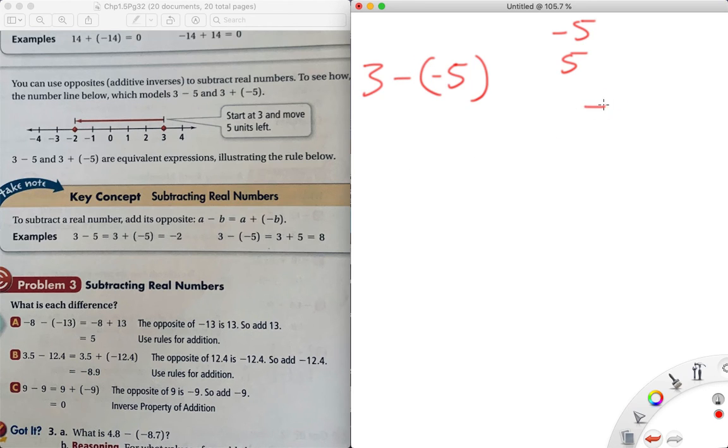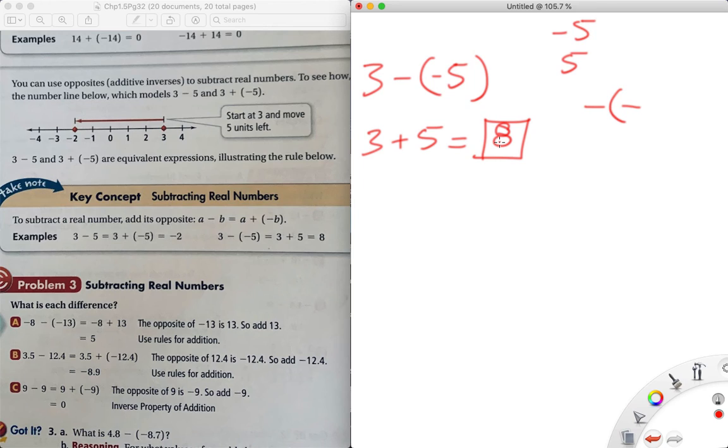I had some students call it dancing man or sleepy guy. Anyway, if you see this symbol, that means that you're going to add. Remember, to subtract means to add its opposite. We're going to add, and the opposite of negative 5 is 5. So 3 plus 5 is 8.